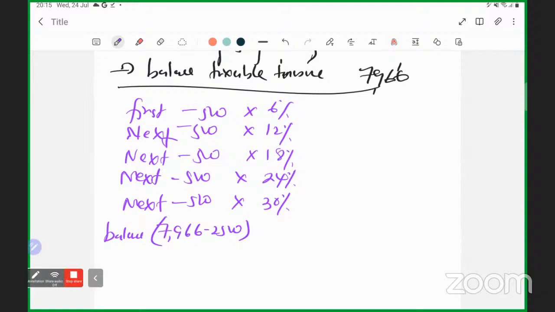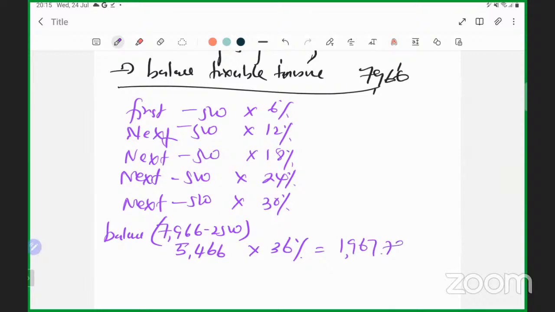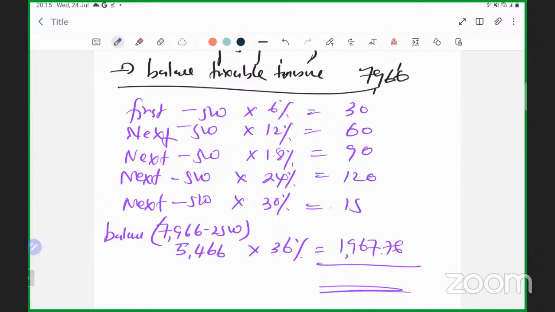considered for taxation. Therefore, what is the balance? 5,466, right? It should be taxed at 36%. That is the maximum rate. So that 1,967.76 is the value. So here now you have to get the total here: 30, 60. These are rupees in thousands: 1,090, 120, 150.